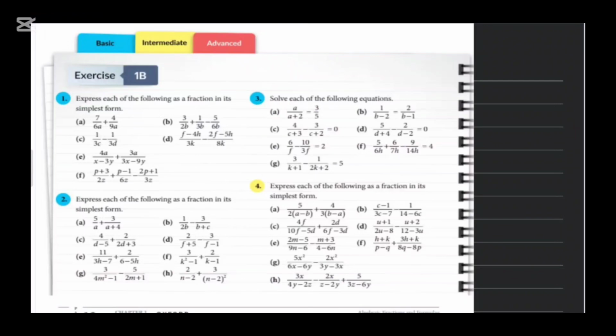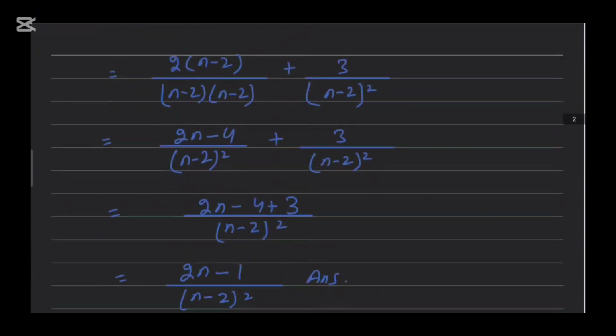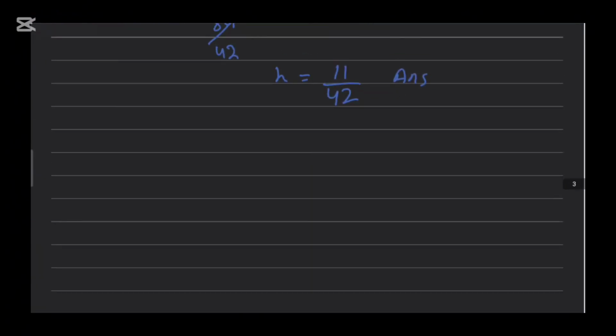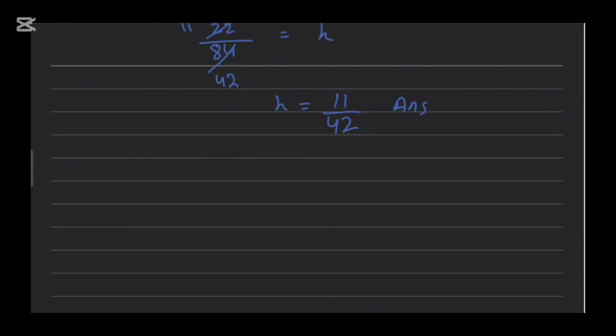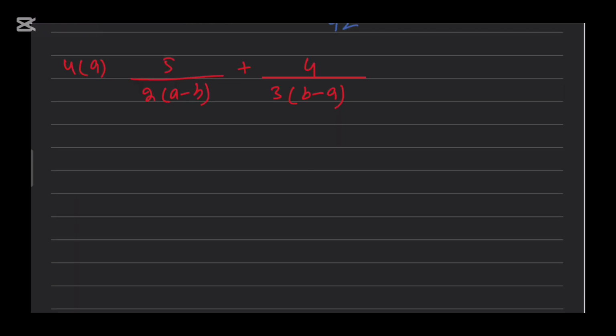Okay, what about question number 4? I will solve one question of one part of question number 4 as well. So let's solve part A of question number 4. 5 over 2 into a minus b plus 4 over 3 into b minus a. Okay, so now start solving it.